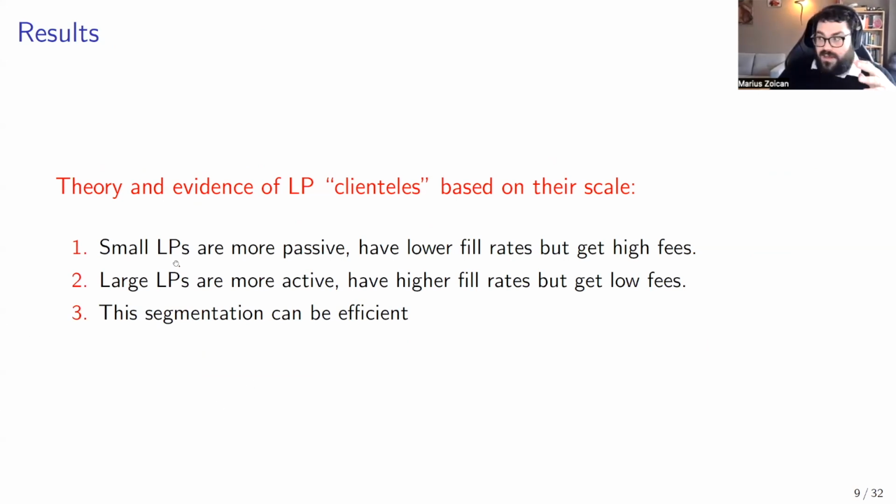So we're going to have a model, and then we're going to have some empirics to zoom in into liquidity providers, and we're going to find that there are clienteles. You have two types of liquidity providers. You have small liquidity providers, which we think are close to retail providers. These guys are passive. They have typically low deposits in the pools, and they manage them less often to avoid paying gas costs. They will step back.